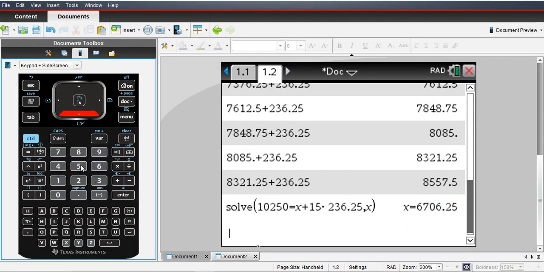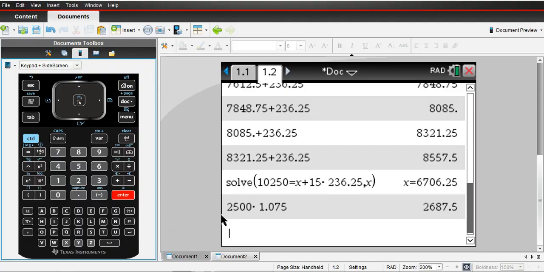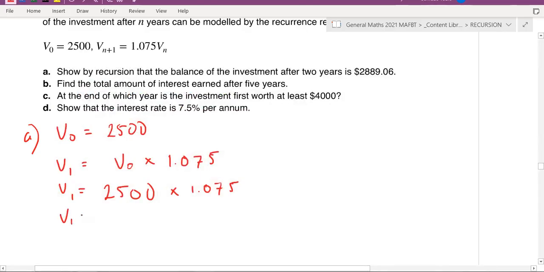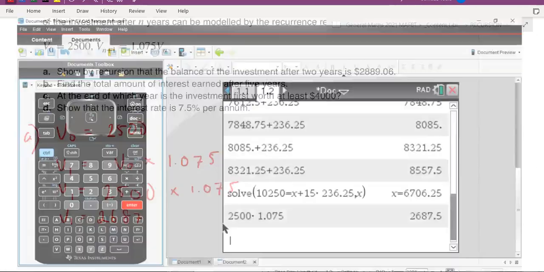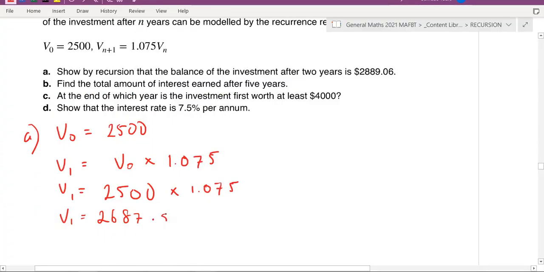Okay, 2,500 times 1.075. Is that correct? Yeah. 1.075, and that equals 2687.5, or 2687.50 because it's money.